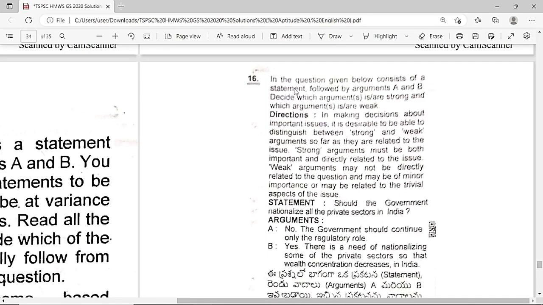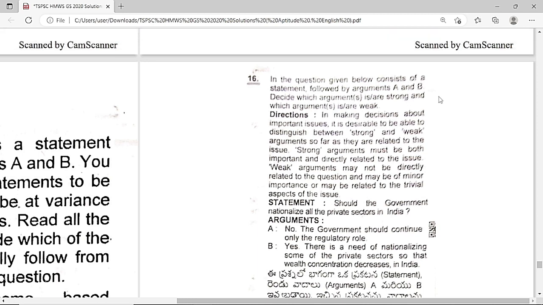So now we are going to solve the other question. See the question here. The question given below consists of a statement followed by arguments A and B. Decide which arguments are strong and which arguments are weak. Listen carefully.